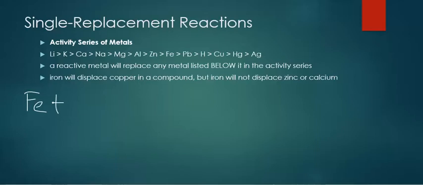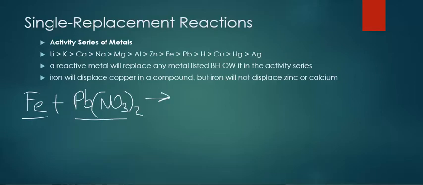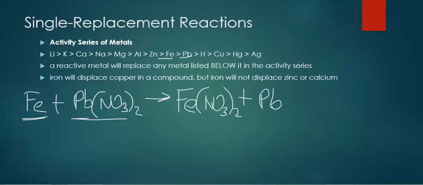Let's say we have iron reacting with lead nitrate. So you have an element plus a compound. Now whether these will happen, you have to go back to the activity series, compare iron to lead, find iron, find lead. Iron is more active, so it will switch. So iron will now combine with NO3, and lead will be by itself. Iron will replace lead, a single replacement.